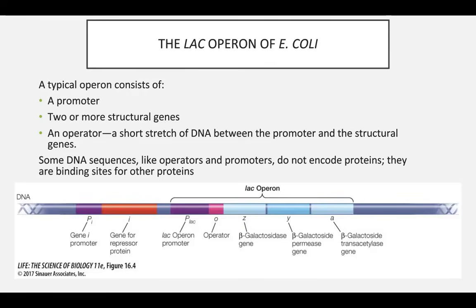There are several ways to control the transcription of operons. There are inducible operons regulated by repressor proteins. There are also repressible operons regulated by repressor proteins, and the operon itself can be regulated by an activator protein.